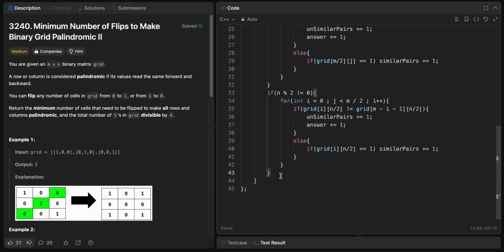So my answer would be incremented again by 1 if m%2 is not equal to 0 and n%2 is not equal to 0, answer would be incremented by 1 if my grid of m by 2 and n by 2 is equal to 1. Now we had this done.